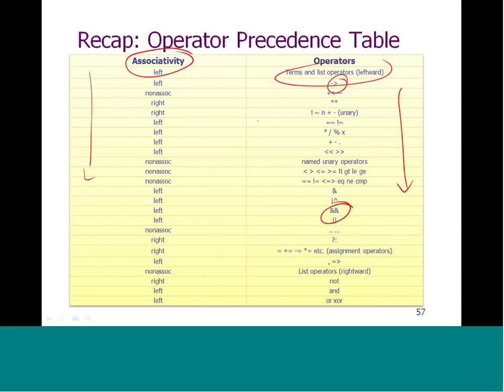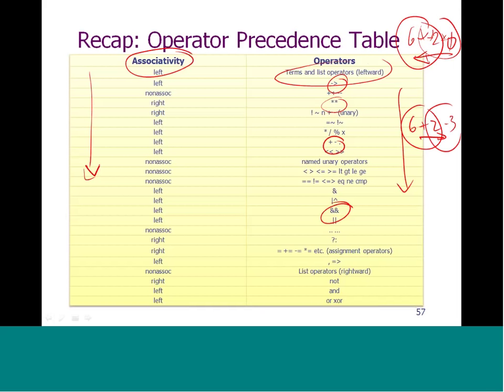For example, think about the exponentiation operation, and you have multiple ones, say 6 exponent 2 exponent 1 or something like that. The way it evaluates is from right to left. It evaluates this first and then this, whereas an operation like plus, minus or multiplication goes the other way: plus 2 minus 3 is evaluated first, and then the result is evaluated against the next. So that's the other key aspect that we learned.